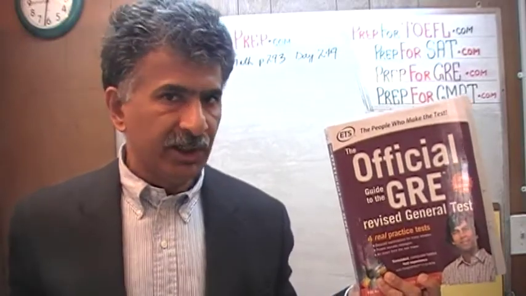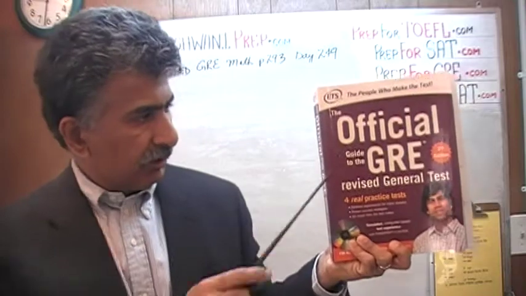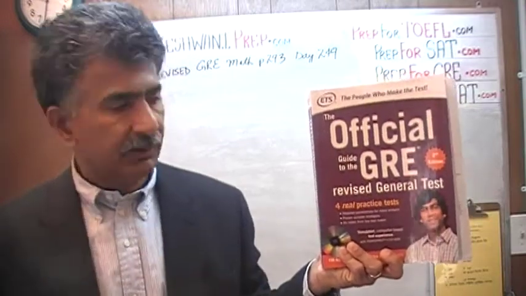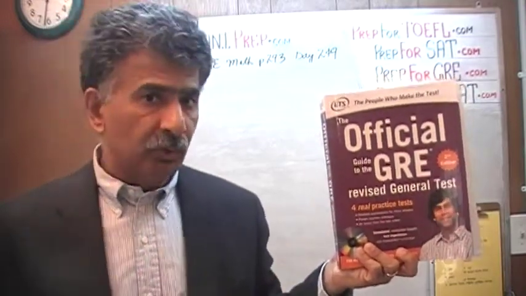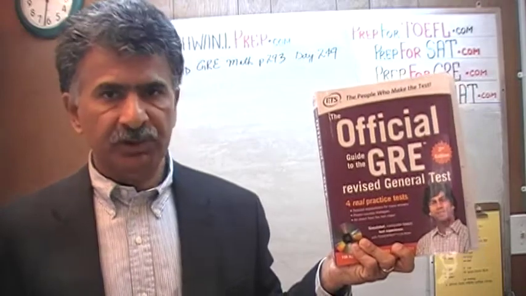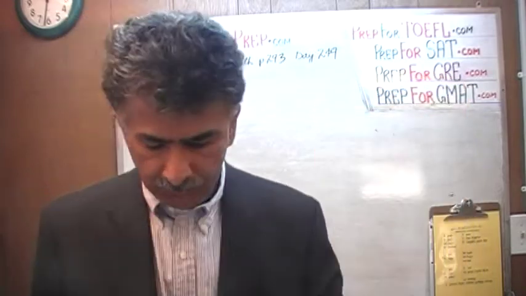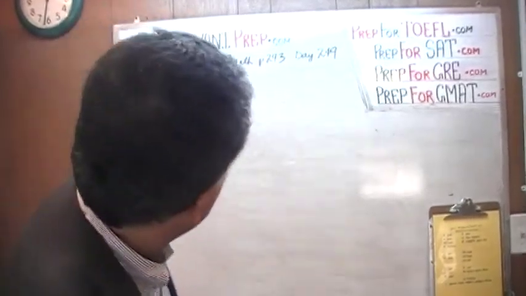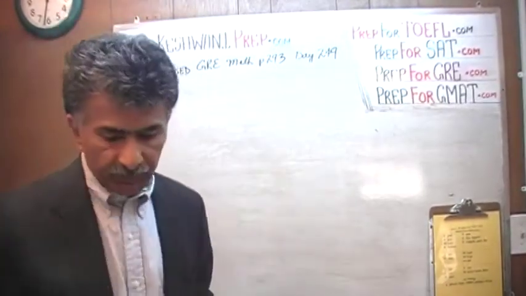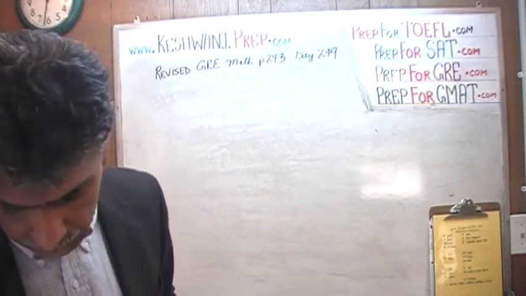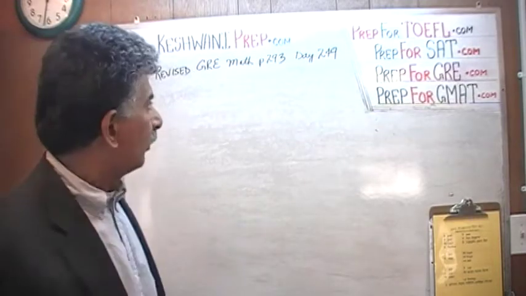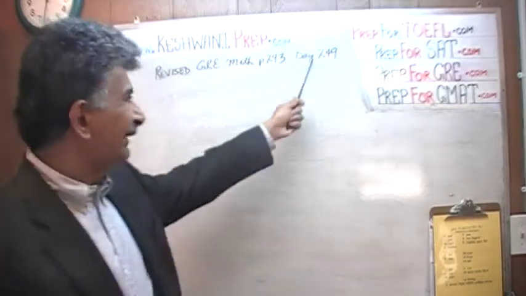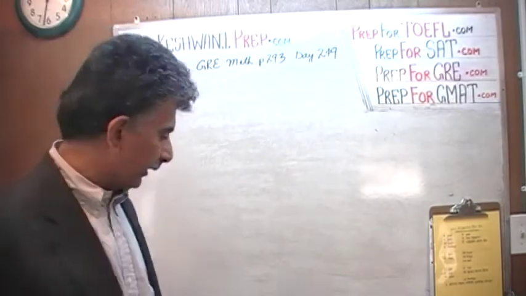We are here because we want to prepare for GRE. We have been solving GRE math problems out of this book here, the Official Guide to the Revised GRE, the second edition. If you do not own this book already, purchase one immediately. You're going to need it. The problem that we are about to solve is the one that you will find on page number 293. Please turn to it. Page 293, problem number 4.6.2. And today is our lesson number 249.